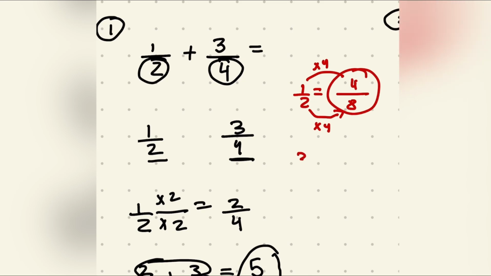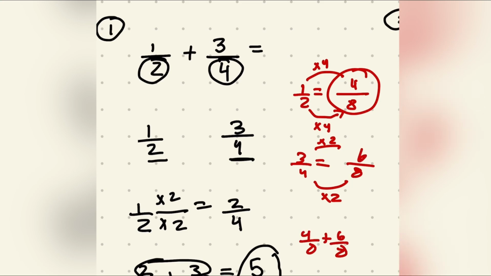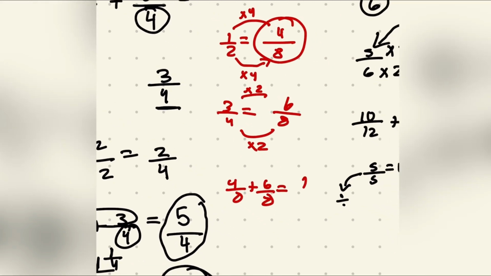Now, 3 over 4, how can I get a denominator of 8? Well, I have to multiply by 2. And here I have to multiply by 2 because whatever I do to the bottom, I do to the top. 3 times 2 is 6. So you would get 4 over 8 plus 6 over 8, which becomes 4 plus 6 is 10. We keep 8 as the common denominator. We get 10 over 8.